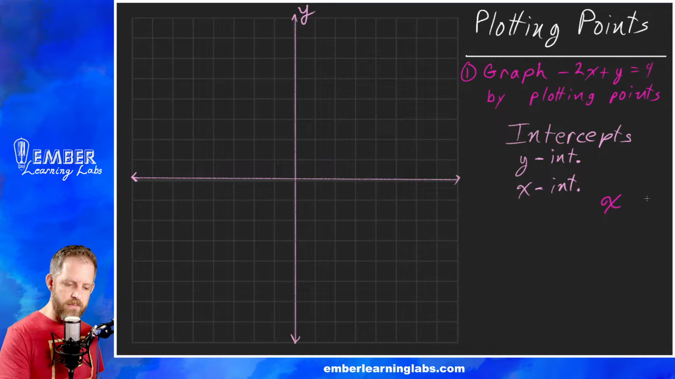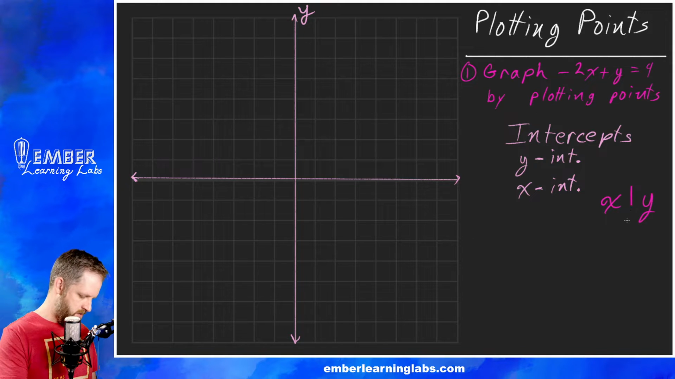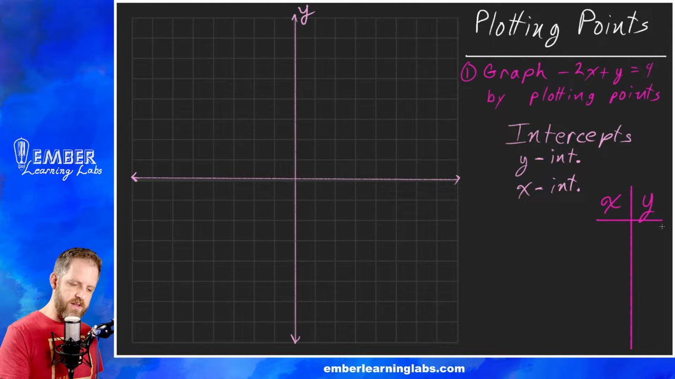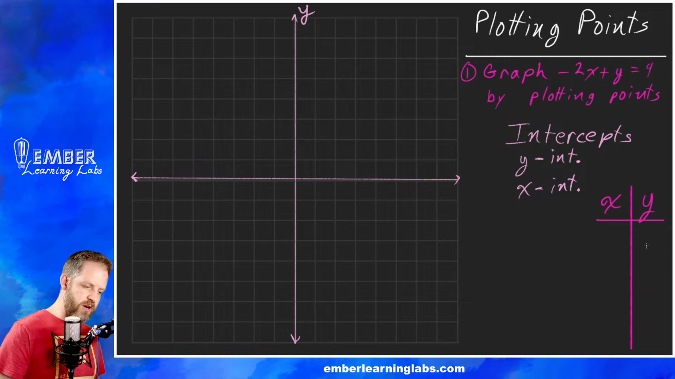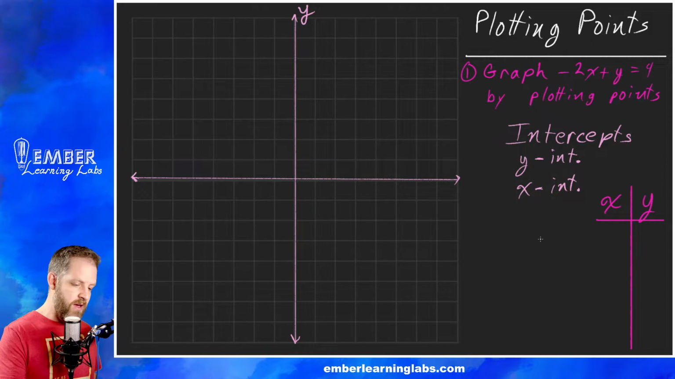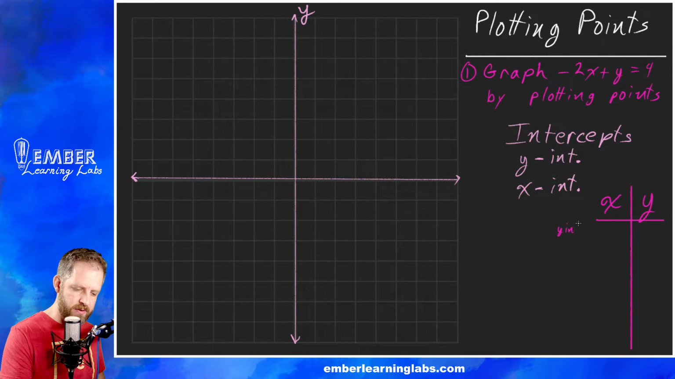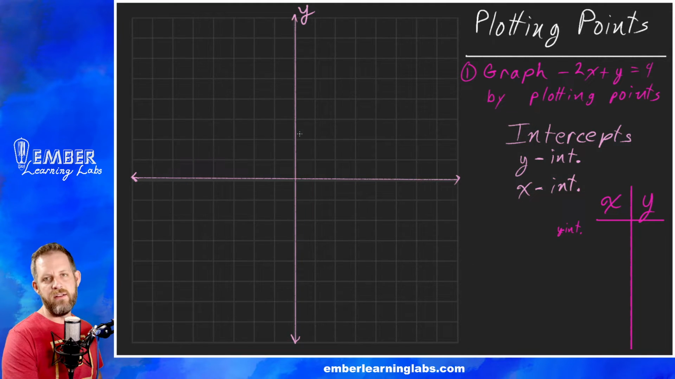To plot points, we're going to make a table of points. We're going to do at least 3 points. The first one we're going to do is the Y-intercept. All along here, x is equal to 0.